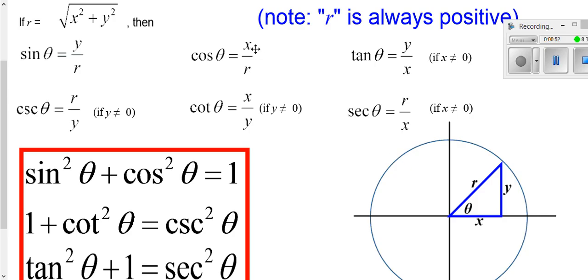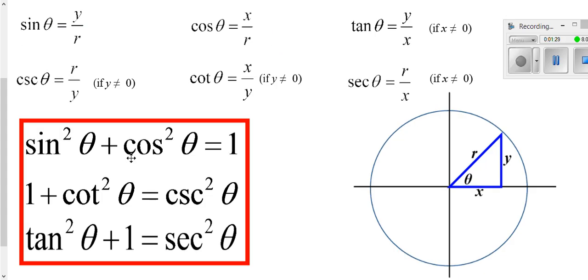Cosine can be defined as x over r, because remember SOHCAHTOA, it's adjacent, which is x, over r, which is your hypotenuse. Tangent is opposite, which is y, over adjacent, which is x. So it can be done with either SOHCAHTOA or this definition. And then, of course, we have the three reciprocal functions. We have our cosecant, which is a reciprocal sine, so you're flipping it upside down. Cotangent is the reciprocal of tangent. And secant is the reciprocal of cosine.